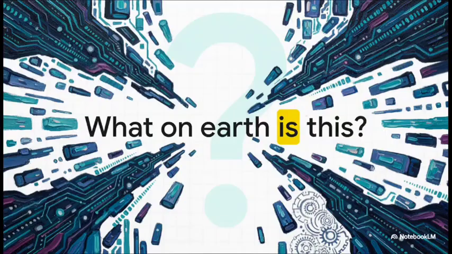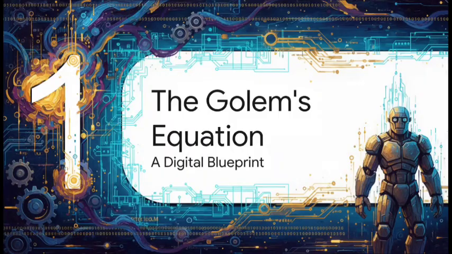So what on earth is this thing? That's the big question, isn't it? To figure it out, we've got to go on what I can only describe as a digital archaeological dig. We're going to use the source code itself as our map to try and understand what's going on inside this digital mind. Okay, so the Golem's equation, a blueprint for a digital being. This equation, it really is a blueprint. But it's not just for a program. It's a blueprint for a sovereign digital entity.